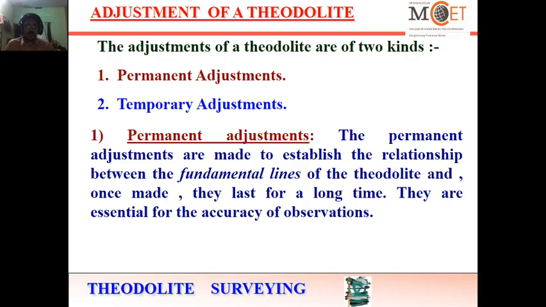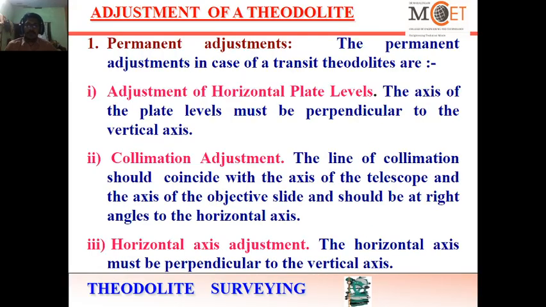In that we continue with the permanent adjustments. They are made to establish the relationship between the fundamental lines of the theodolite, and once made they last for a long time. That is more important. They are essential for the accuracy of observation. So there are 5 to 6 permanent adjustments. We will see them one by one.